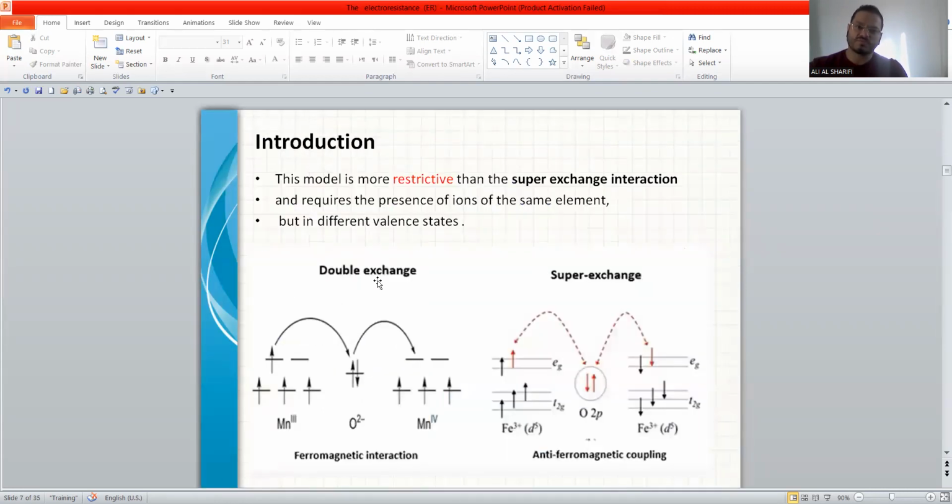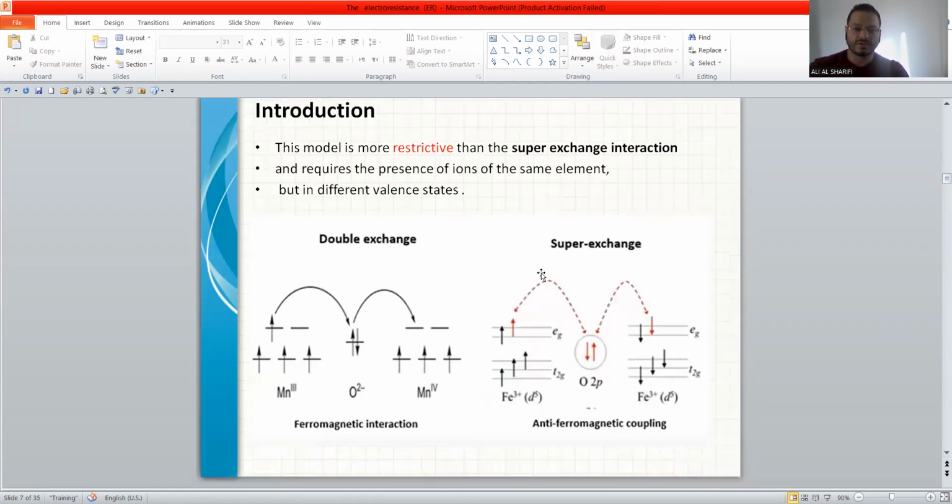Here, this model has more resistivity than the super exchange. We talked about the double exchange. It's more resistive than super exchange, and requires the presence of ions of the same element, but in different valence state. Here it's important, but in different valence state.